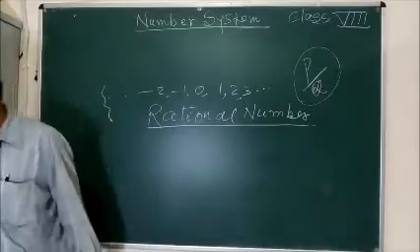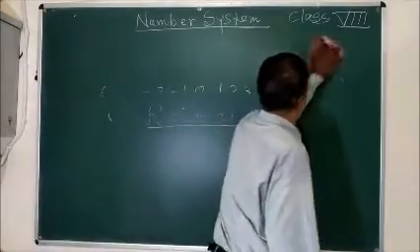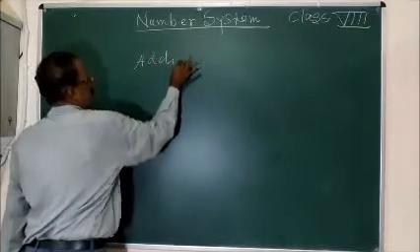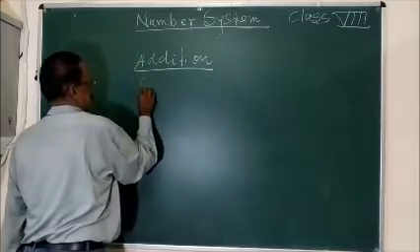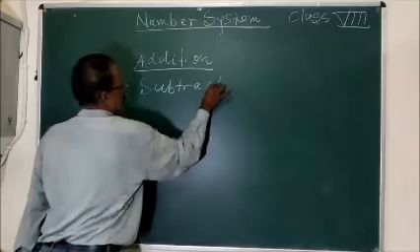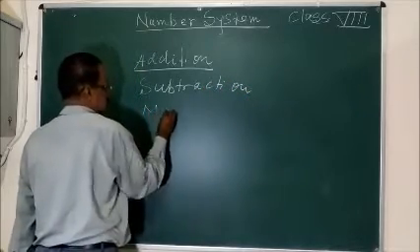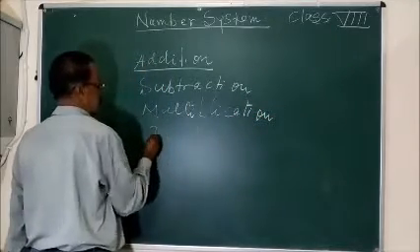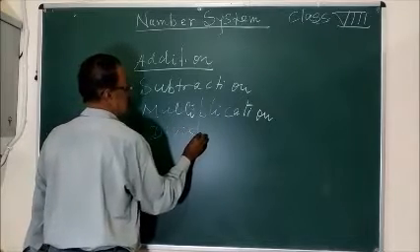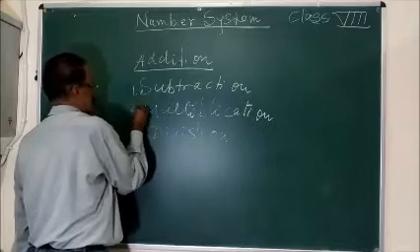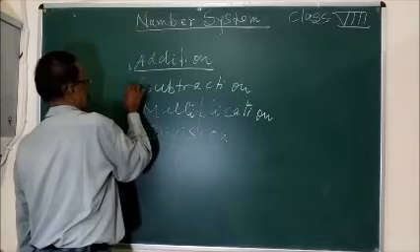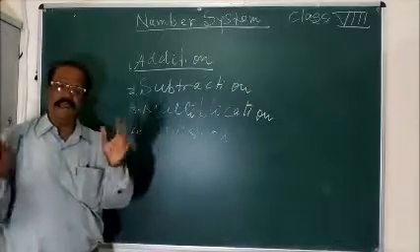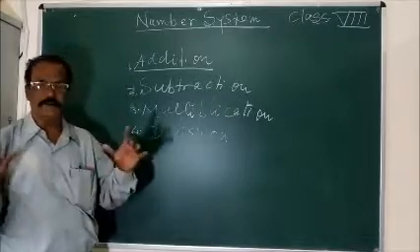Now, today I want to explain operations on rational numbers. You know there are 4 operations: addition, subtraction, multiplication, and division. So today we will learn how to find the sum of two rational numbers.